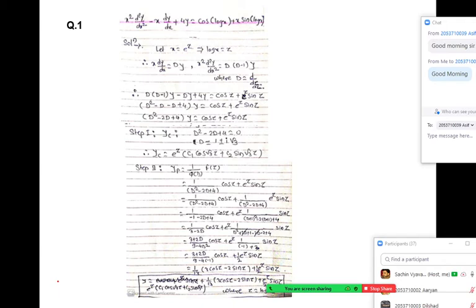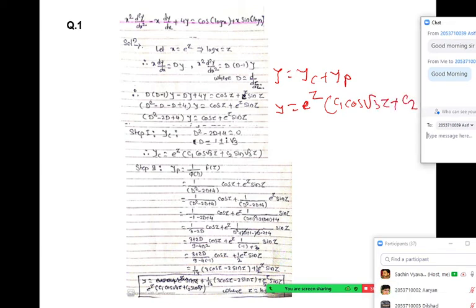Just a minute. Thus, y is equal to yc plus yp, and that is y is equal to yc is e raised to z, e raised to z. Just have to check it. Where is that? Here. C1 cos of root 3z plus C2. Okay, just a minute.